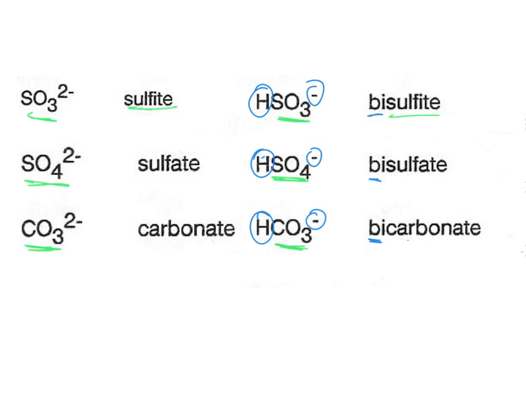Add those into your list and start memorizing them. Hopefully this will go easily because we're only adding an H plus and the prefix bi to a formula that you already know. Again, lowering the charge by 1. And that's it for all the polyatomic ions that you need to memorize. Next, we're going to talk about how to use them in formulas.